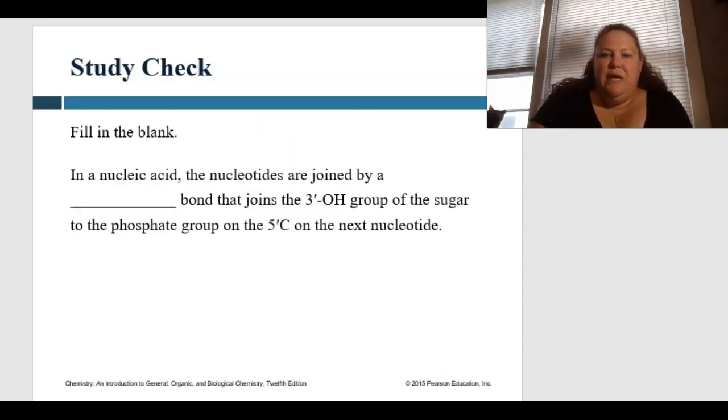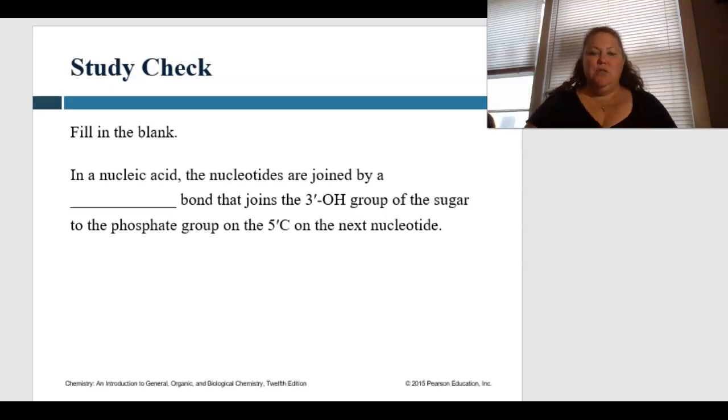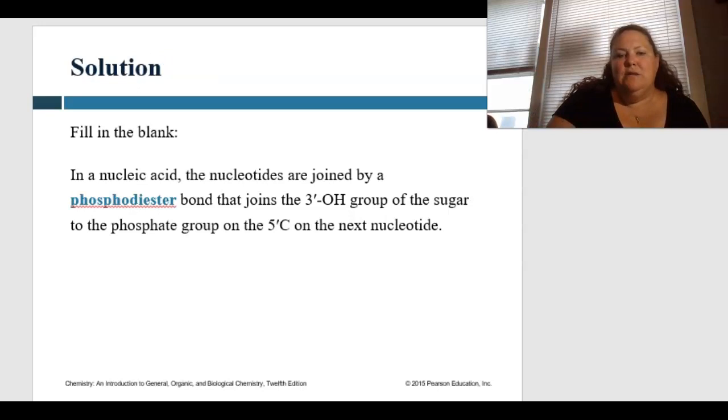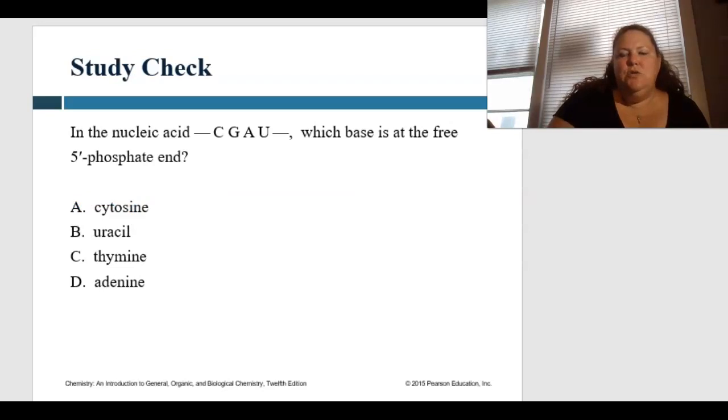So since we see a U, we know that we're in RNA. All right, so fill in the blank. In a nucleic acid, the nucleotides are joined by what kind of bond that joins the 3' hydroxyl group of the sugar to the phosphate group on the 5' of the next nucleotide? Pause me and come back. So remember that is called a phosphodiester bond. All right, great job.